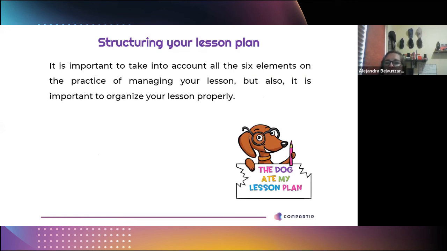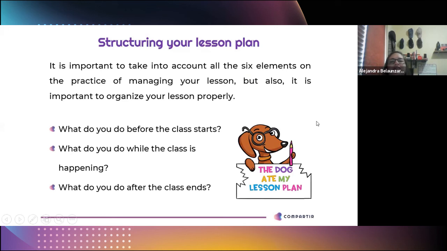Okay, and it is very important to take into account all these 6 elements in the practice of managing my lesson, but also it is important to organize my lesson properly. Not only take these elements into account, but also the structure of my lesson. What am I going to do before my class starts? What am I going to do while the class is actually happening? And what I need to do after the class ends?